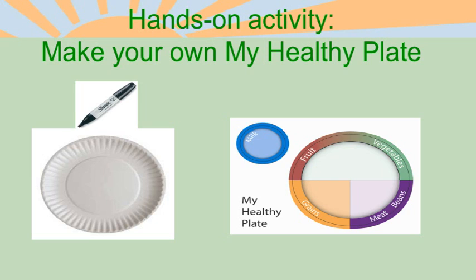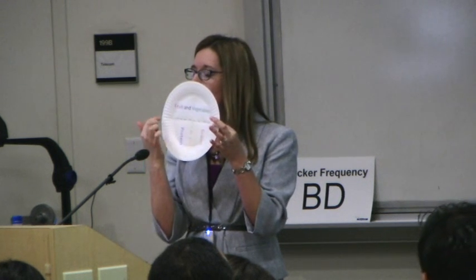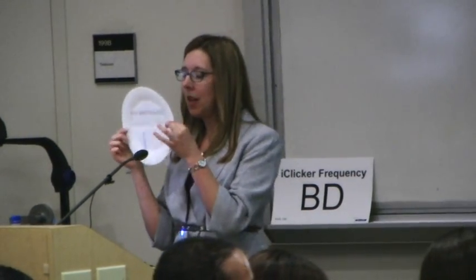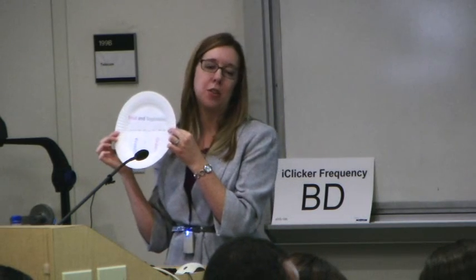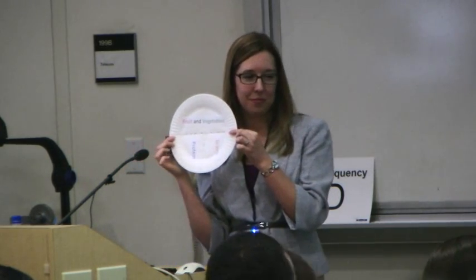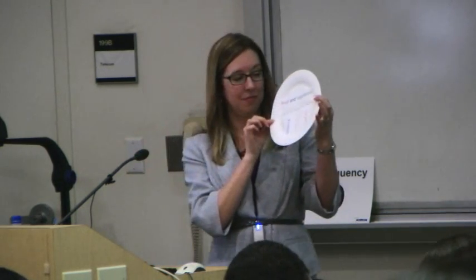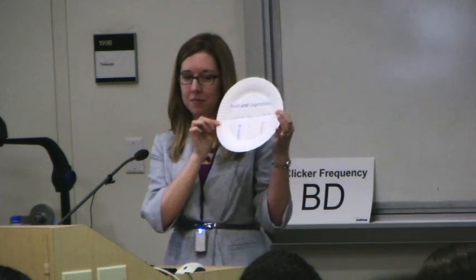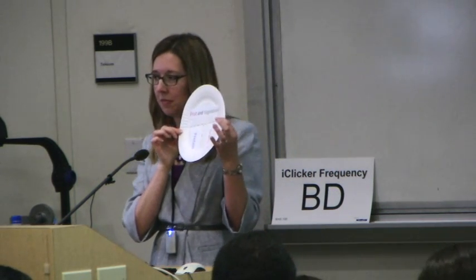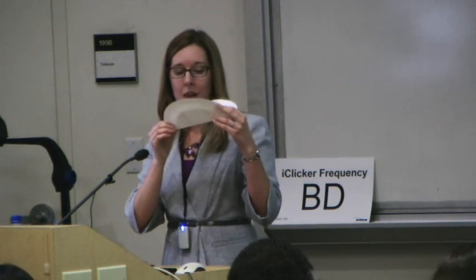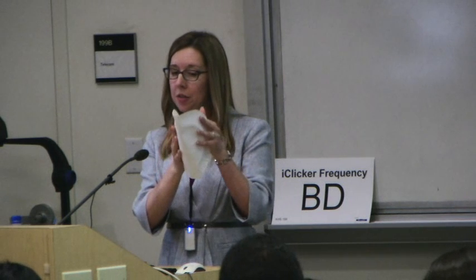Fold it once, and then go ahead and open up, and there should be a crease halfway through the plate. And then go ahead and make kind of a dotted or straight line across. And on that portion, you're going to write fruits and vegetables. And then fold the paper plate in half the other direction.